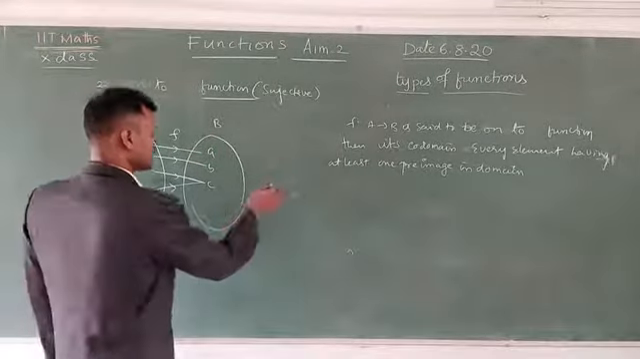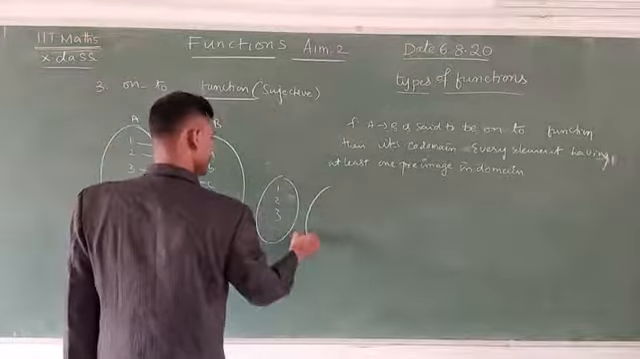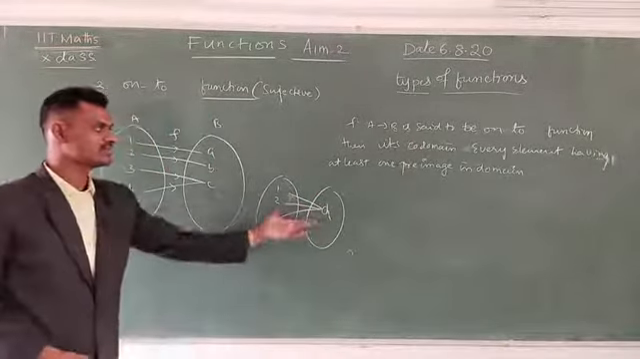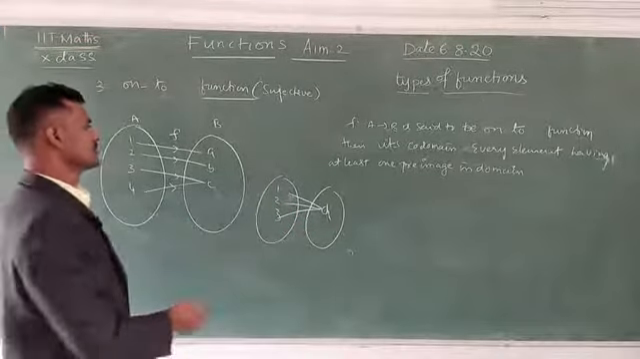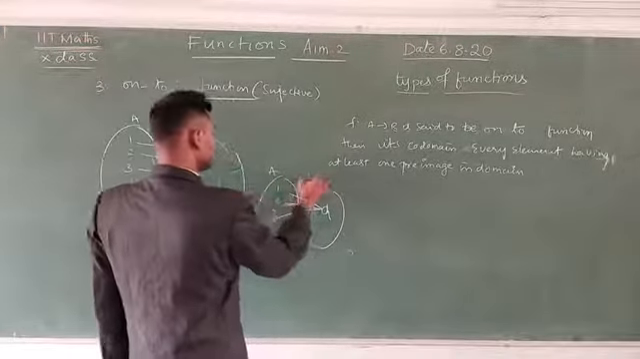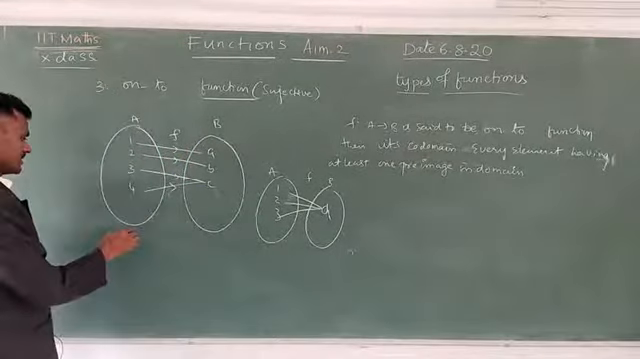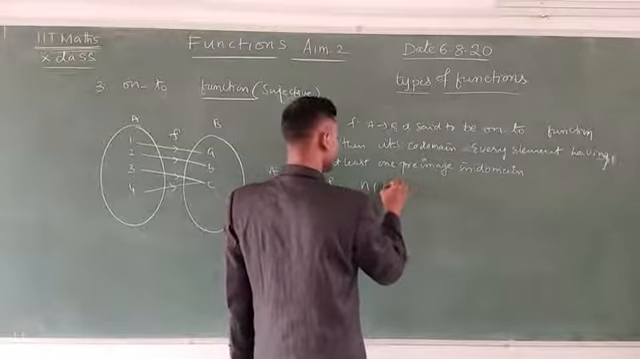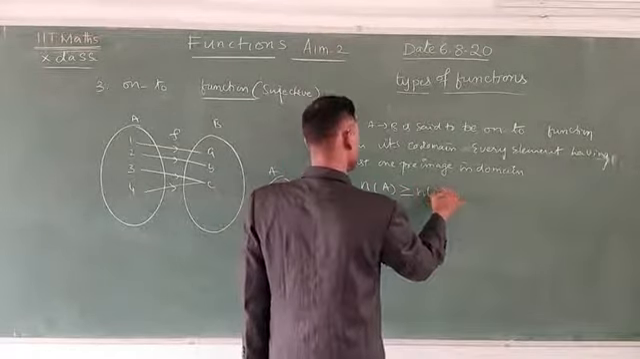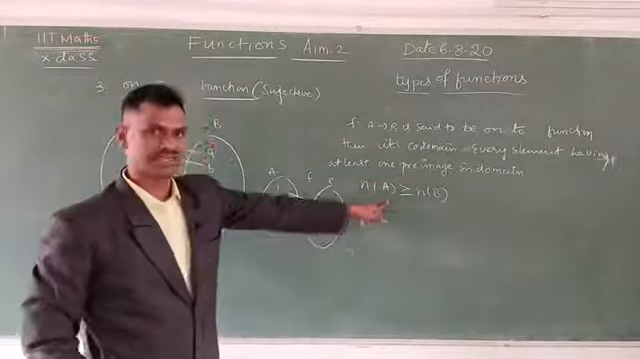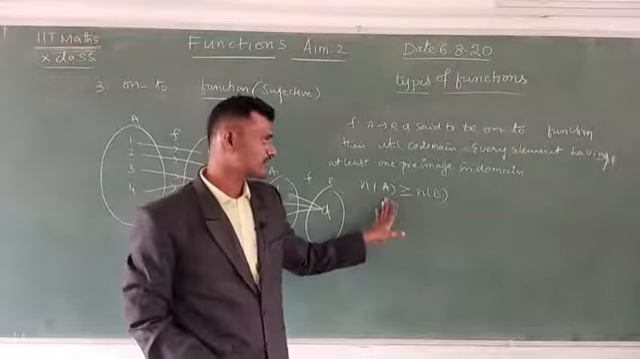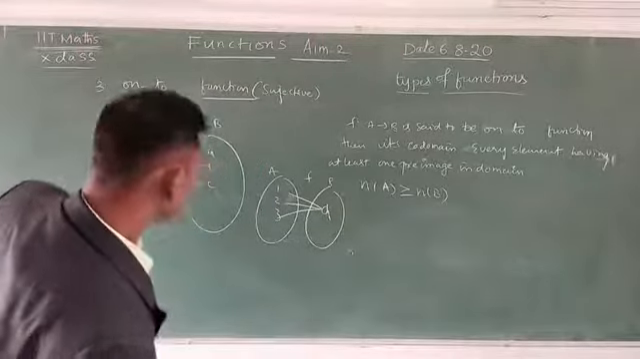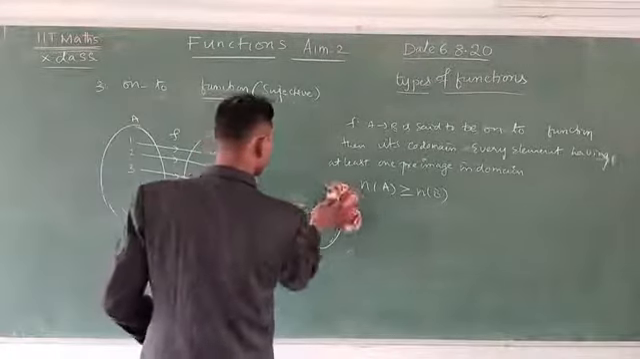Okay, see here one more example. 1 2 3. Here this is 1 or A. This is also onto function. It has at least one pre-image in domain. Then see here, onto function is possible when n of A is greater than or equal to n of B. One-one function means n of A is less than or equal to n of B. Now see here, how many onto functions are possible from A to B?